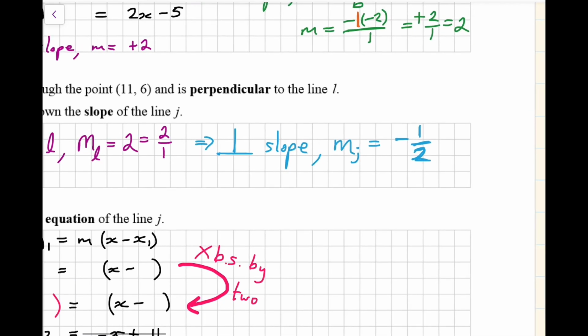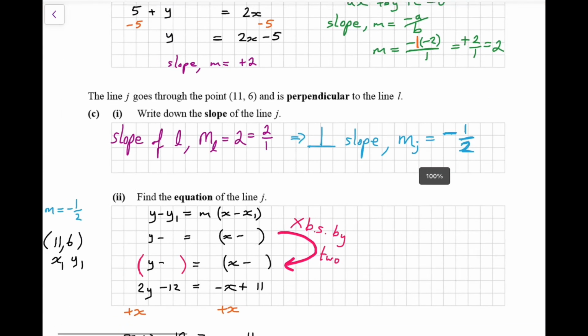How do I find the perpendicular slope? We flip this upside down. So instead of being 2 over 1, it's now 1 over 2, having been flipped upside down. The other thing we do is we change the sign. This was positive. You'll see it's now negative. So we flip and change the sign. That's what we're doing, guys. Flip and change the sign. So it's now minus a half instead of 2 over 1.